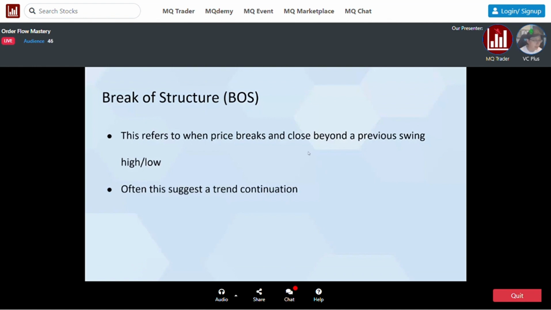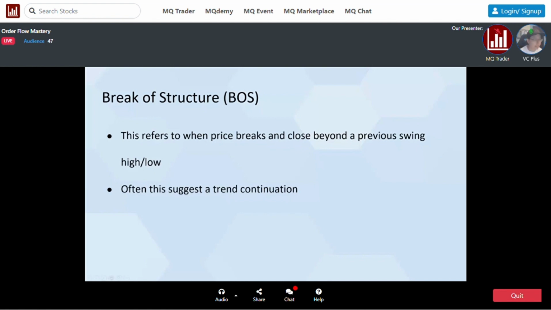Cool. So we have market order blocks, we have fair value gaps. You also need to understand the term break of structure, in short BOS. Break of structure is quite a simple concept to understand. It basically refers to a break and close beyond certain swing points. The keyword here is break and close. It needs to break and close.